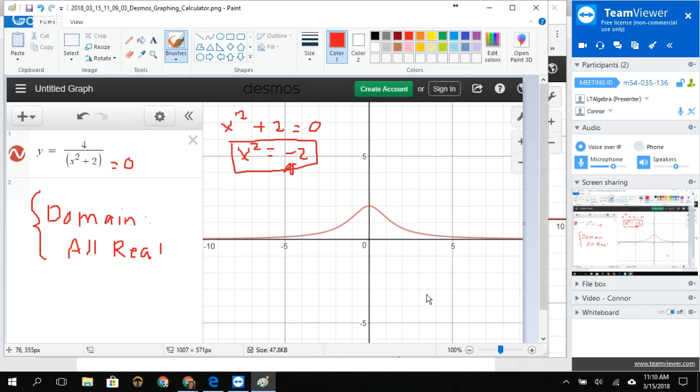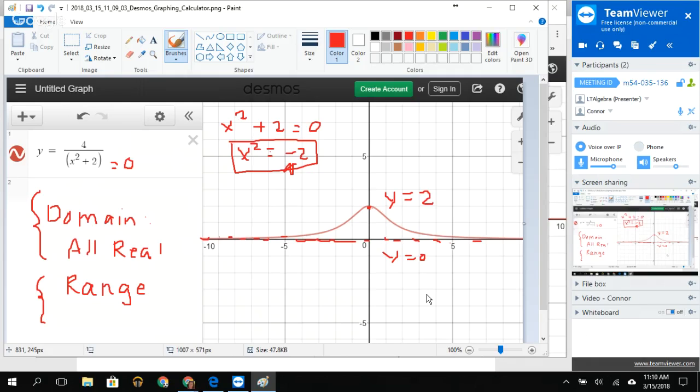Our range is a little bit different though. Our range, remember, is our y. Our range appears to have an asymptote down here when y equals 0, and it appears to have a maximum right here when y equals 2. So let's think about why this is.